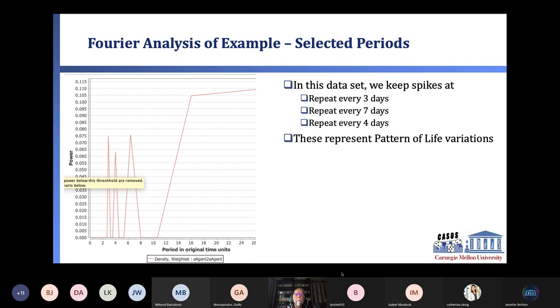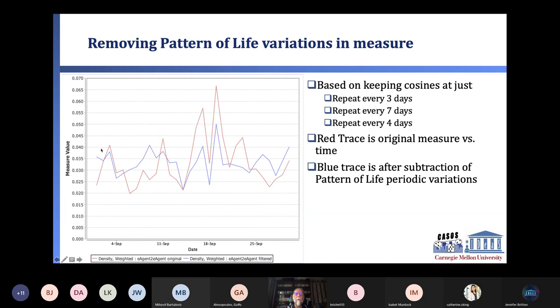So here's an example where we have literally just kept the 3, the 4, and the 7. And these guys are just the artifact. So we just keep them. All the other values we've set to 0. We now do the inverse Fourier transform, and that gives us a waveform. And if we subtract it from this red waveform, we get the blue waveform. Now, you look at this and you say, oh, there's a lot less variability going on here. And that makes sense, because it turns out the underlying pattern of life is accentuating some of these peaks and reducing some of the others.